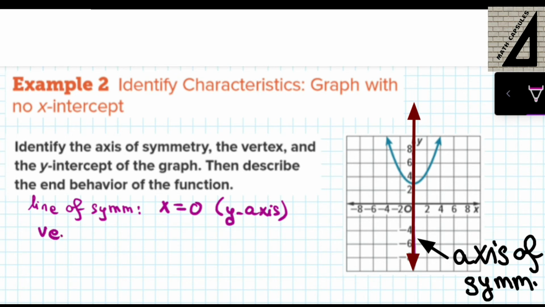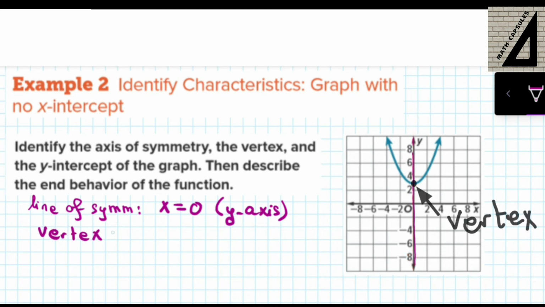Second is the vertex, and the vertex, we said it is either the highest point or the lowest point of the graph. In our case here, the vertex is the lowest point. It is between 2 and 4, so it is at x is 0 and y is at 3. So the coordinates of the vertex is at 0 and 3 because it lies on the y-axis.